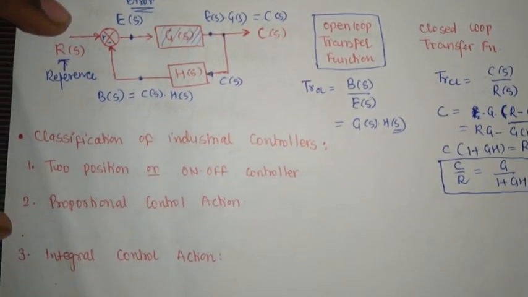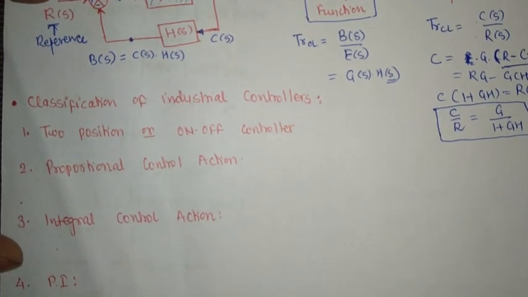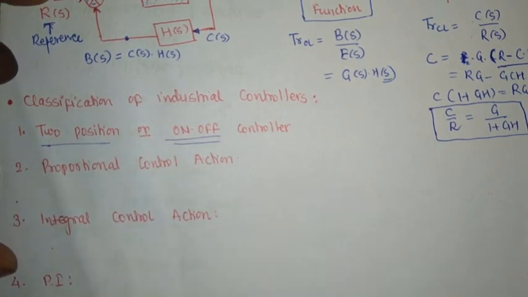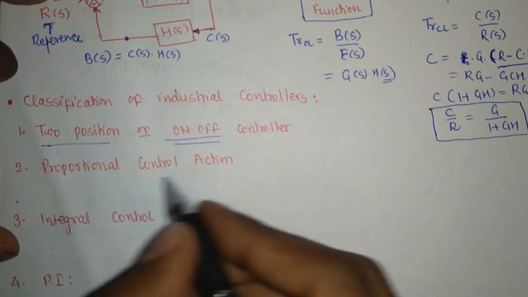Now the last topic for the video is the classification of industrial controllers. We can have 6 types of industrial controllers mainly used. One, we can have a 2 position or on off controller, so there is no need to explain it. It will be either turning the system on or turning the system off. Very simple, right?